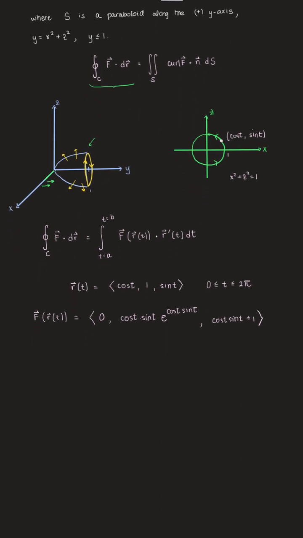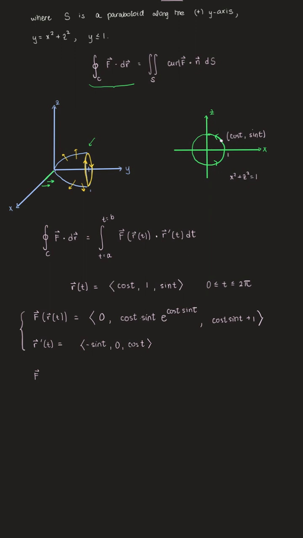And now we need to find r prime of t, so we can find the dot product between the vector field and r prime. And so r prime of t, differentiating r of t, is going to be negative sine t, 0, and cosine t. And now we're going to do the dot product between these two vectors.